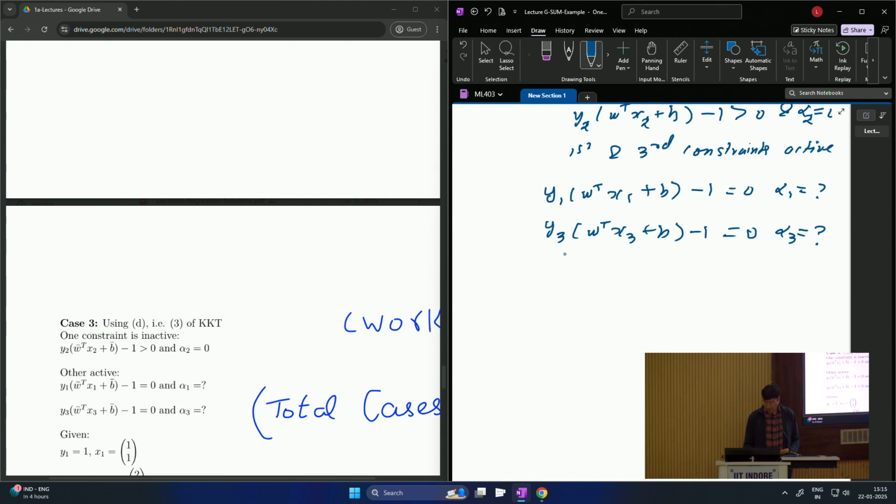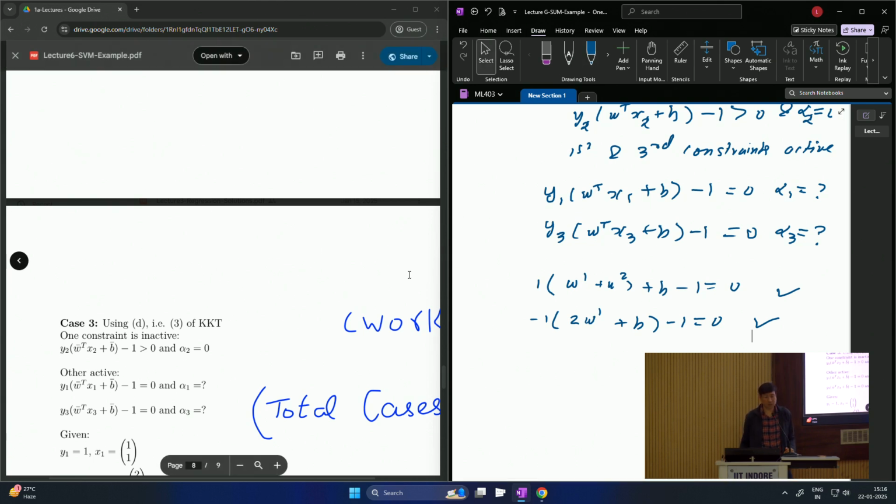So let's substitute it now. x1 is 1, so this will be w1 plus w2 plus b minus 1 equal to 0. y3 is minus 1, so this is minus 1. It will be twice w1 plus b minus 1 equal to 0. Those are the first two equations you will get after substitution.